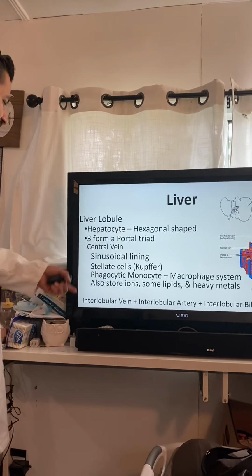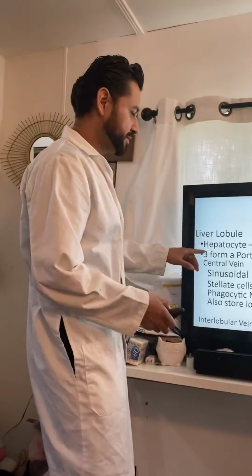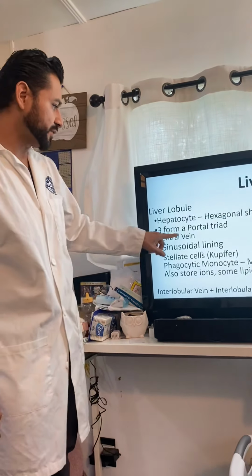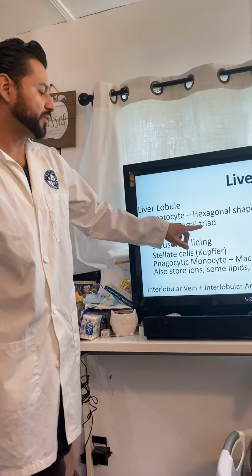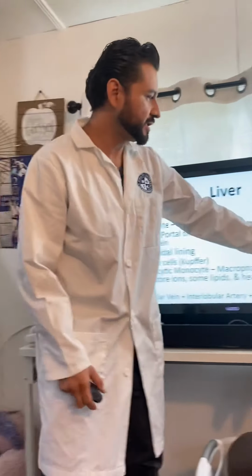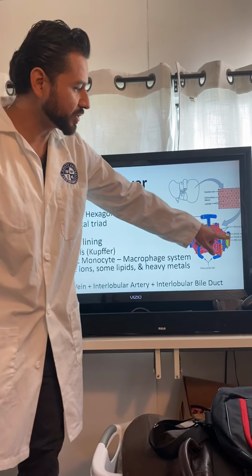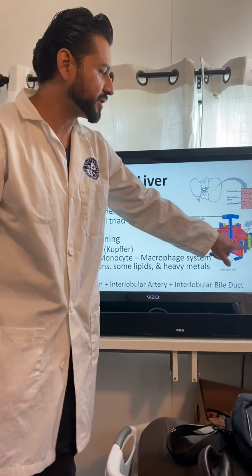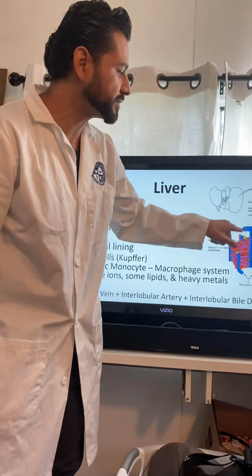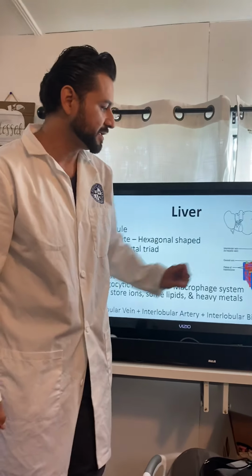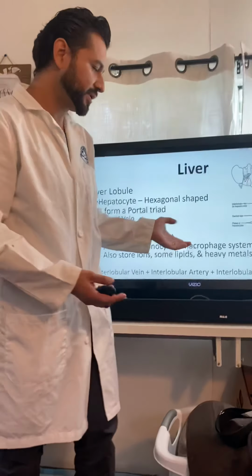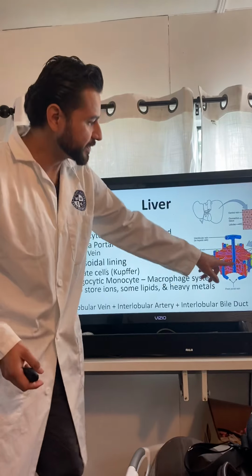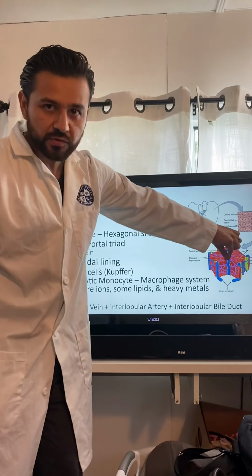Portal triad. In order to form a portal triad, you need a portal vein, an artery, and a bile duct. Each one of these is on a corner of the hepatocyte. So there's 6, with a total of 3 on each one of these sides. And in the center, there's a central vein.